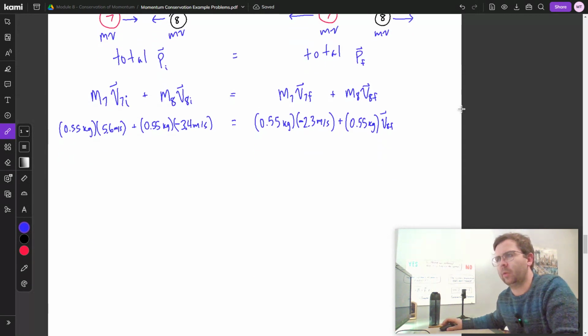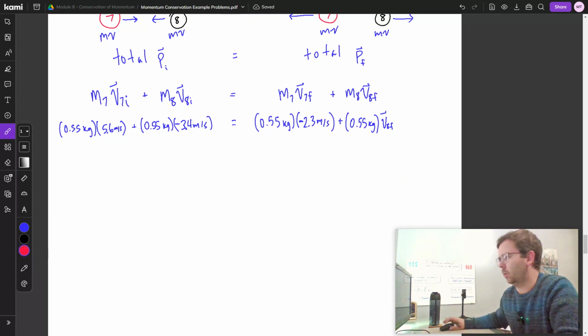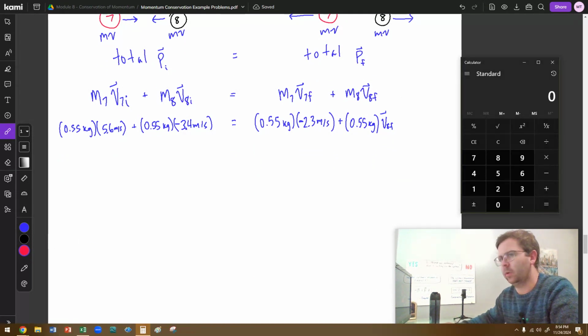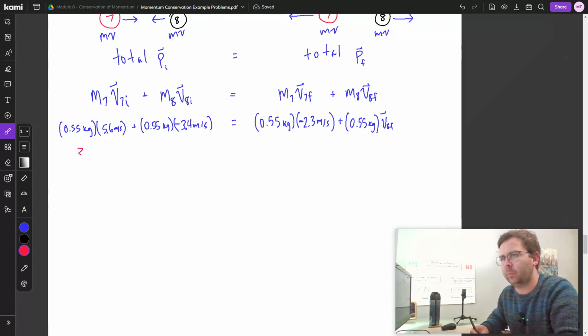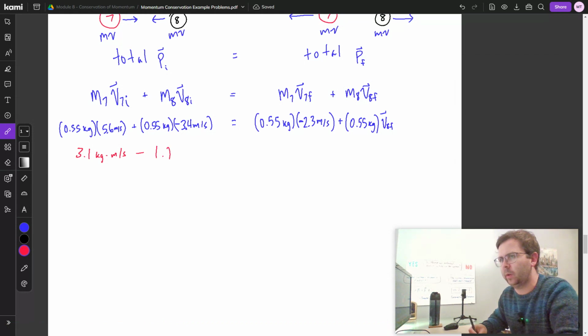So now that we've got all our numbers here, we can just do some algebra, and I'll try to make this quick. So using my calculator, I'm going to do 0.55 times 5.6 is 3.08. I'll round that to 3.1 kilograms times meters per second. And then we're going to have a negative answer over here, minus 0.55 times 3.4. So that's a negative 1.87. I'm going to round that to negative 1.9.